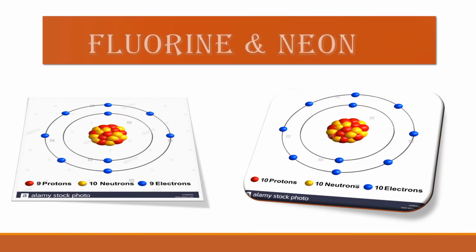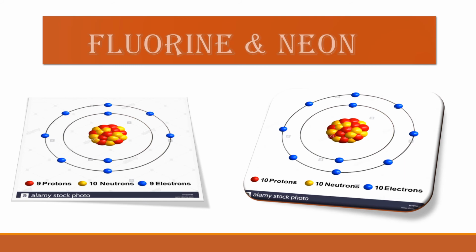And the last one is fluorine and neon. This is the atomic structure of fluorine, where 9 protons, 9 electrons and 10 neutrons are present. You see, yellow color 10, 1, 2, 3, 4, 5, 6, 7, 8, 9, 10. 9 protons. 1, 2, 3, 4, 5, 6, 7, 8, 9. And 9 electrons. 1, 2, 3, 4, 5, 6, 7, 8, 9.